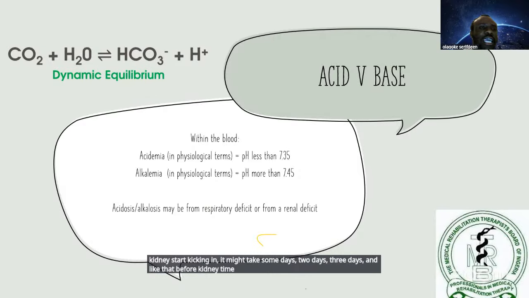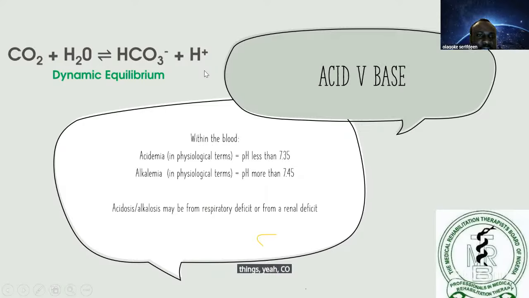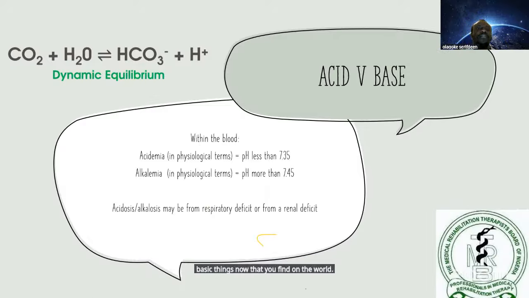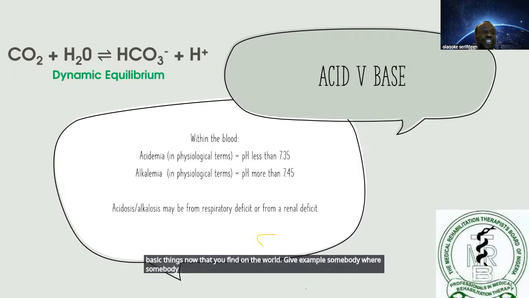So remember one thing now: CO2 is controlled by the respiratory system, and bicarb is controlled by the metabolic system, which is your kidney, if that makes sense. Now, give examples, basic things that you find in the world. Give an example where somebody can have too much CO2 in their blood.